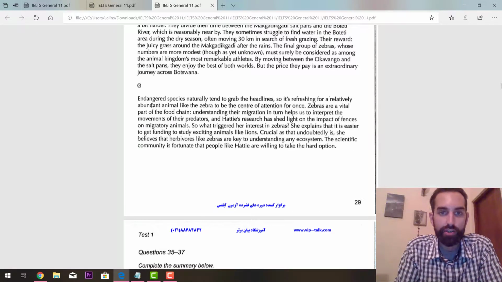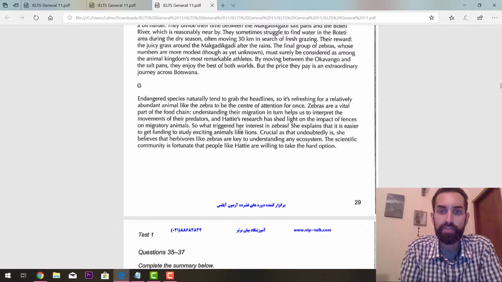Endangered species naturally tend to grab the headlines, so it's refreshing for a relatively abundant animal like the zebra to be the center of attention for once. Zebras are a vital part of the food chain. Understanding their migration, in turn, helps us to interpret the movements of their predators. And Hattie's research has shed light on the impact of fences on migratory animals.